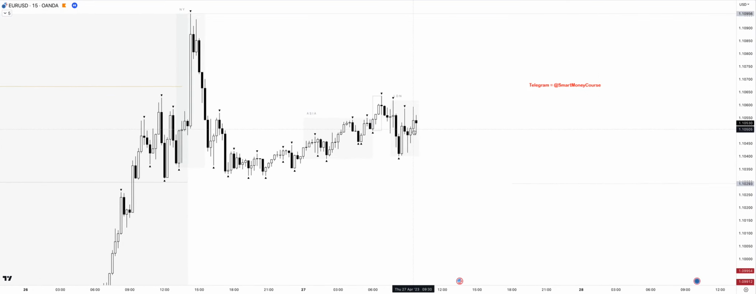Okay, so we see a sweep here. Break it. So this is an internal sweep. This is the liquidity internal to this MRL here, from this high to this low. So valid internal, sell stop below the low, it's in session.